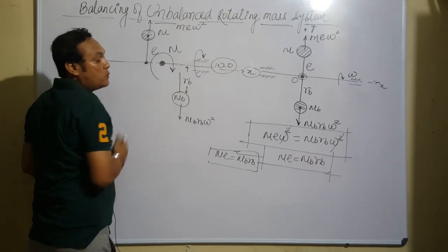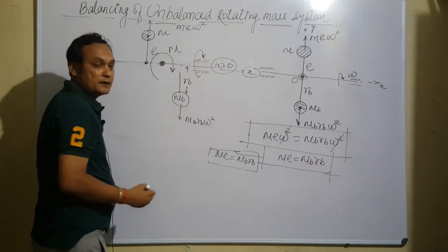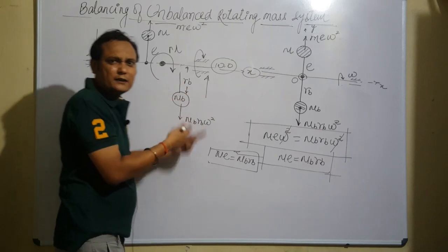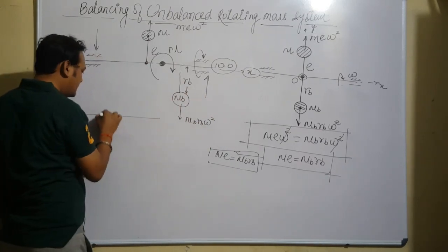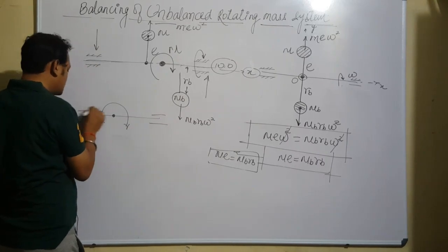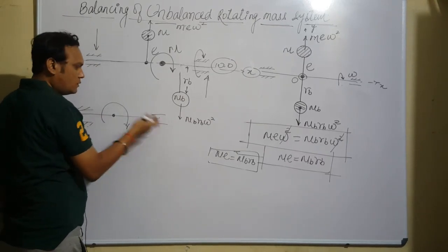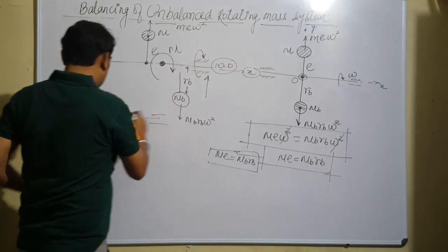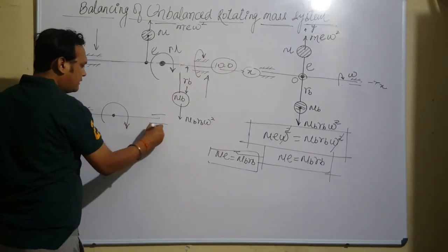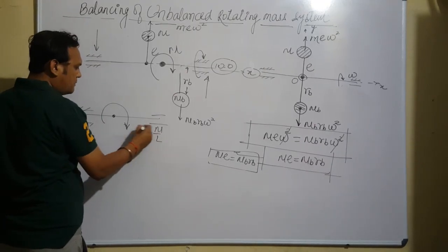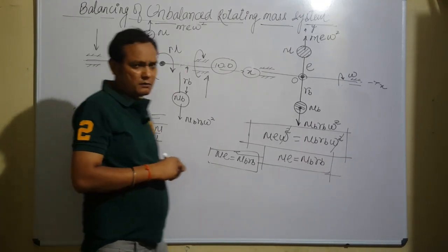Once the moment comes, immediately reactions will come into the picture. If you have a shaft and one moment is there, then what kind of reactions will come over the support? You all know, you have studied this in strength of materials. A constant bending moment is applied, so the reactions will be M by L, one of them will be minus M by L, and one of them will be plus M by L.